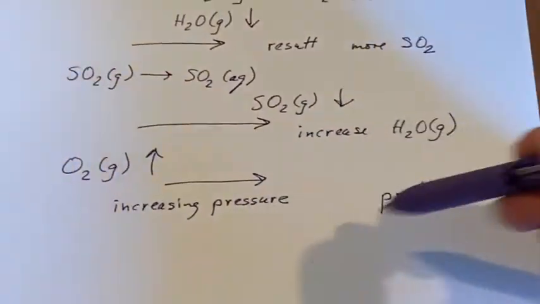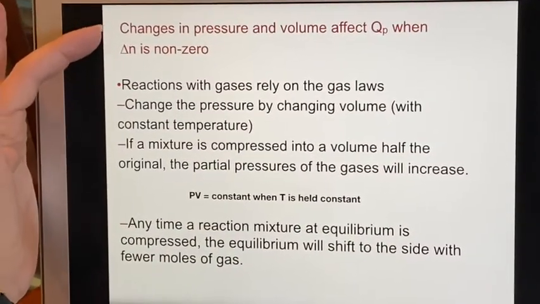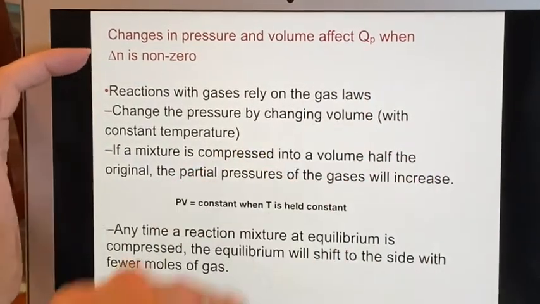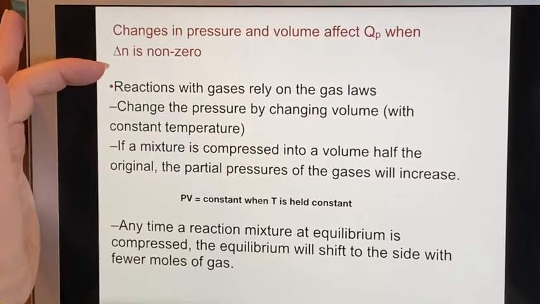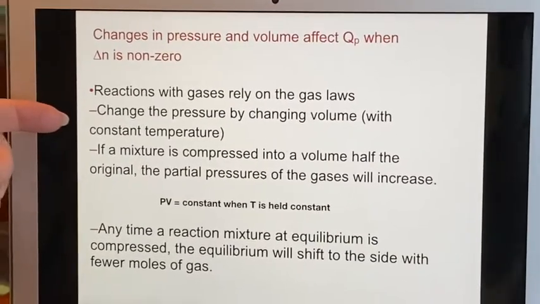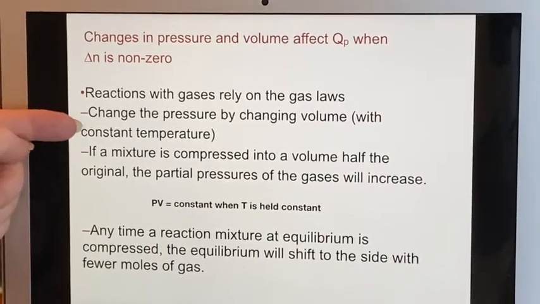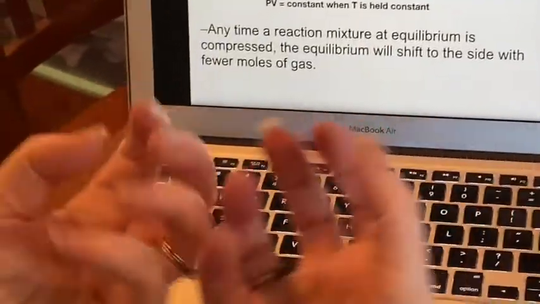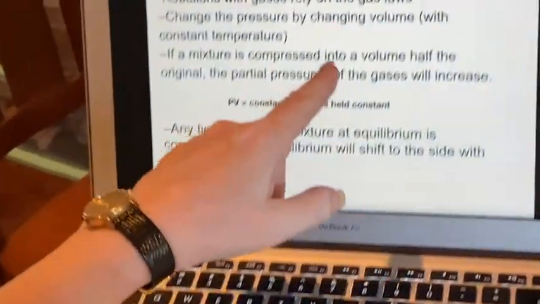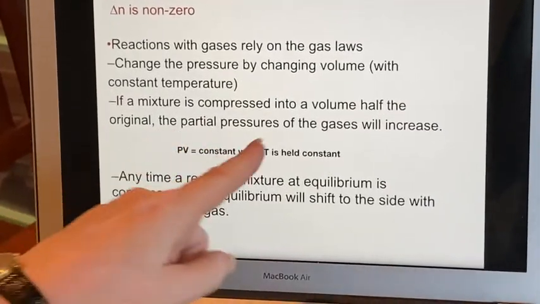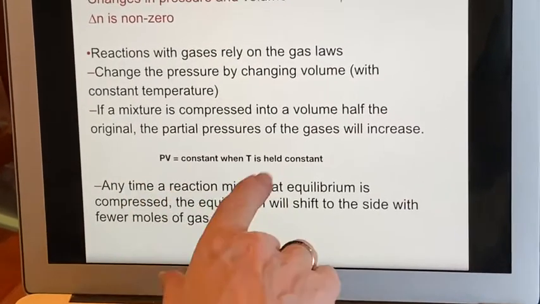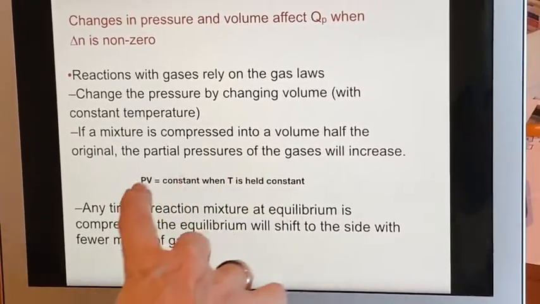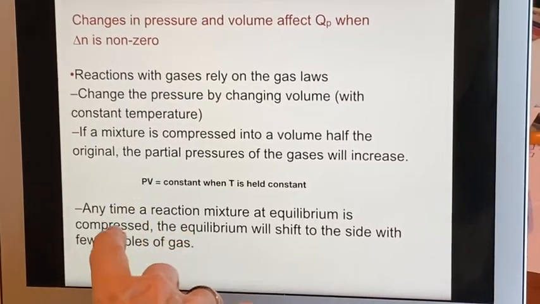Changes in the pressure and the volume will affect Q sub P if delta N is non-zero. So anytime we have a reaction that has gases, we're going to have the gas laws. And you can change the pressure by changing the volume, because if you make the volume less, that will increase the pressure. If a mixture is compressed into a volume half of the original, the partial pressures of all the gases will increase, because that's the whole thing. If I keep T constant, PV is going to be a constant. So compressing the volume, making the volume smaller, increases the pressure.